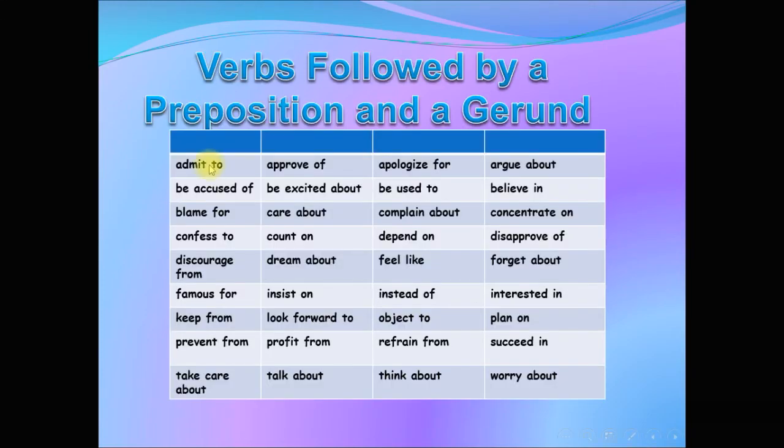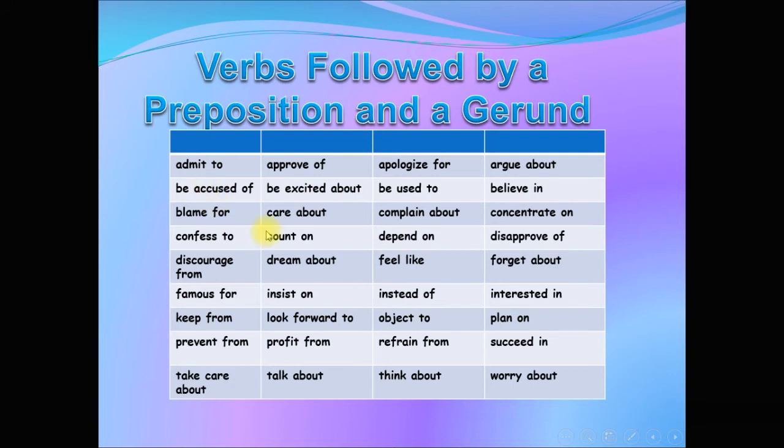We have some verbs that are followed by a preposition and a gerund. Okay, there are verbs that are always followed by a preposition and then you need to follow it by a gerund. So admit to, accused of, blame for. This is the pair of verb with preposition.